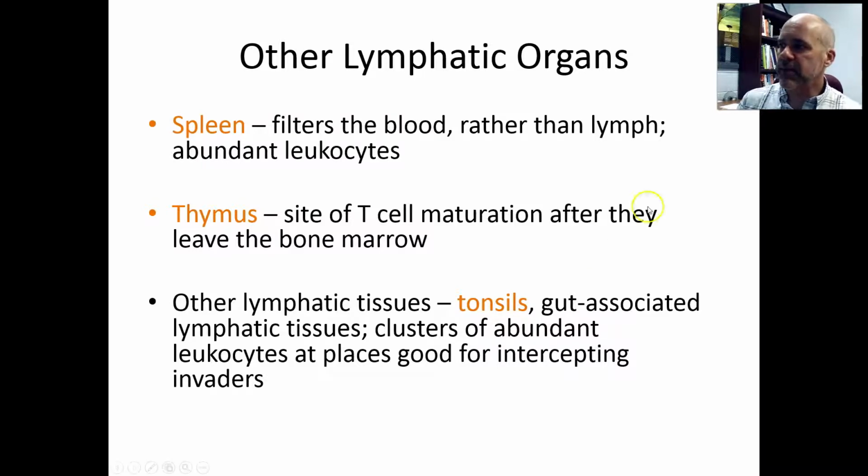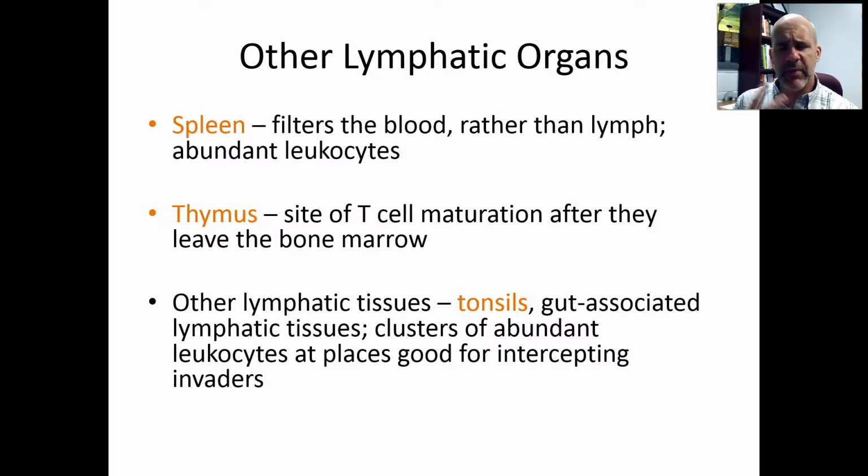On that earlier diagram, I showed you GALT, which stands for gut-associated lymphatic tissues. These are patches of tissues that have a lot of leukocytes in them, and they're located along the inside lining of the intestinal tract. If you've studied that in a previous class, you may have learned it as Peyer's patches. That's another term for the gut-associated lymphoid tissues.